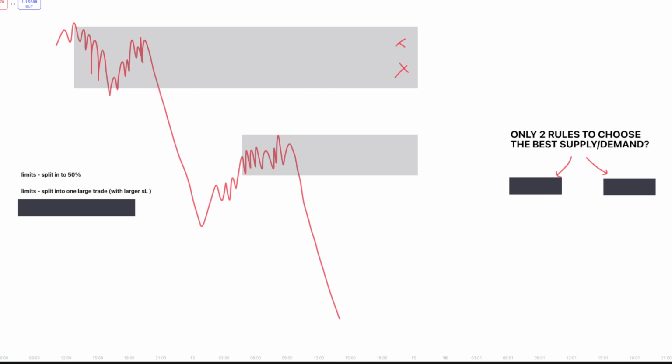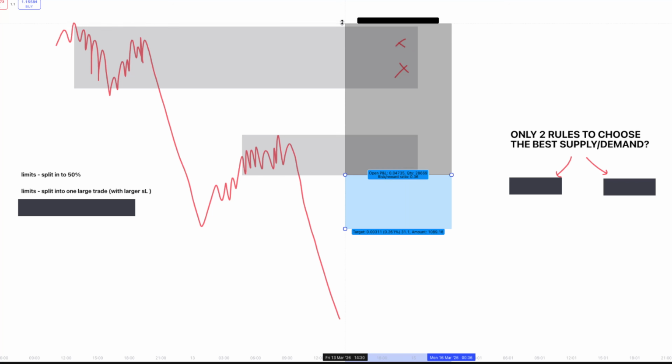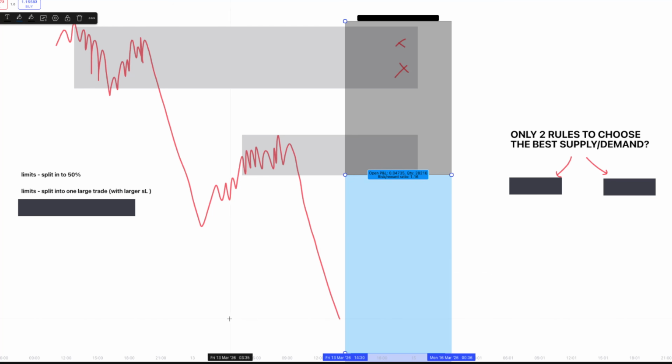Another methodology is splitting the trade into just one, but moving the stop loss massively above both of the zones. I would definitely recommend at least the first one as opposed to this second option, because this one right here has a very low risk to reward, and even then it's going to take very long to actually hit your take profit. Now we want to avoid that type of stuff.